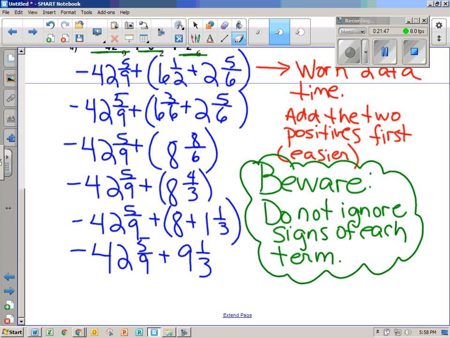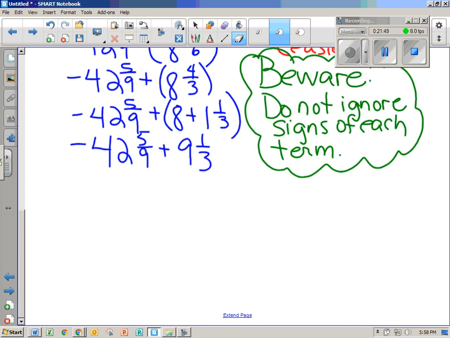All right, so I'm going to extend this page a little bit, and let's keep going here. So now it's like we have a whole new problem again. So I want to identify the rule. Now the rule is I've got a negative and a positive, so I've got unlike signs. I want to subtract, use the sign of the larger. So let's just write that.